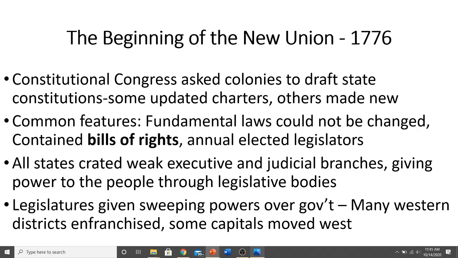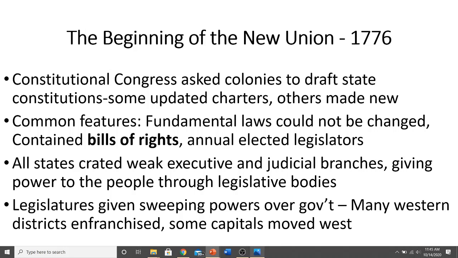The Constitutional Congress asked colonies to draft state constitutions. Some updated their charters, others made new ones, but basically, most of them created something very similar to what they had previously. The common features of most of these state constitutions were that fundamental laws could not be changed. But the big thing is that all of them contain bills of rights. And bills of rights are basically where you outline the rights that the government cannot take away from you.